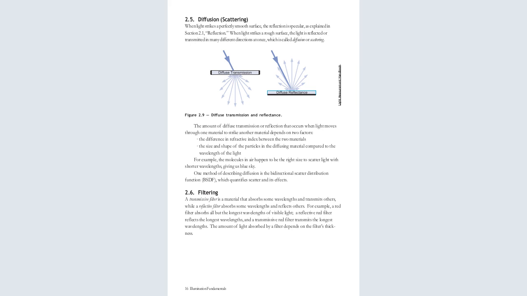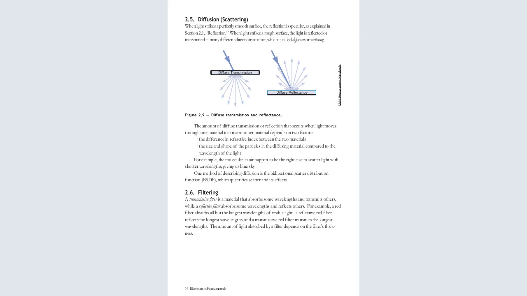Now, for example, the molecules in air happen to be the right size to scatter light with shorter wavelengths, giving us a blue sky. One method of describing diffusion is the bidirectional scatter distribution function, that is BSDF, which quantifies the scatter effect. But you can see from the picture here how it looks.